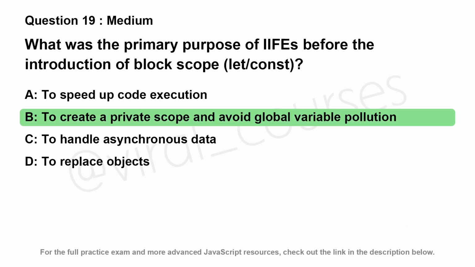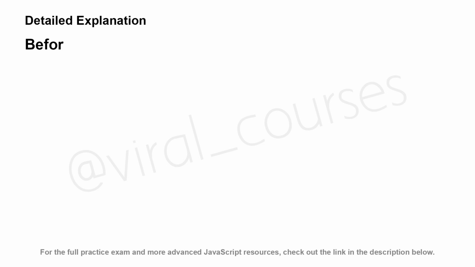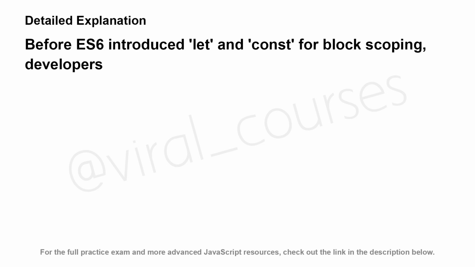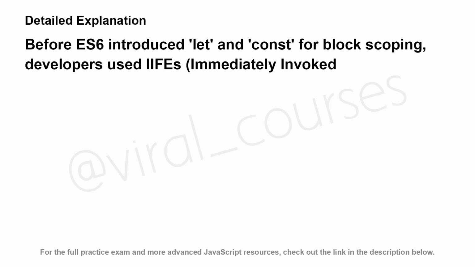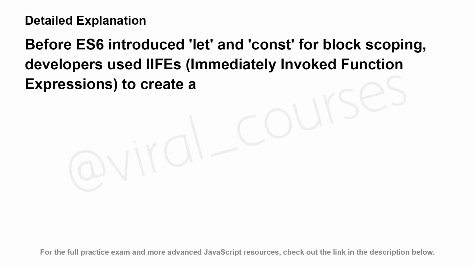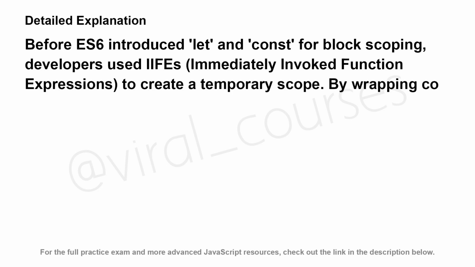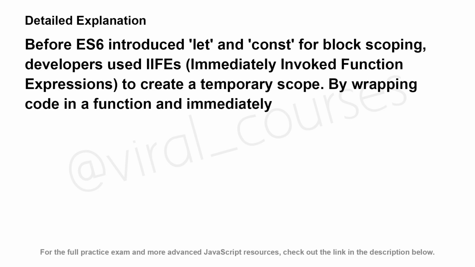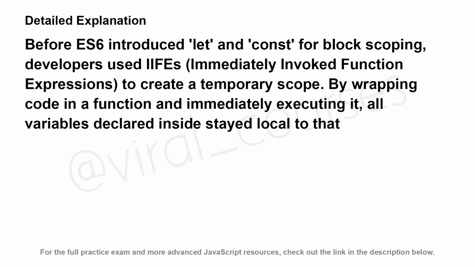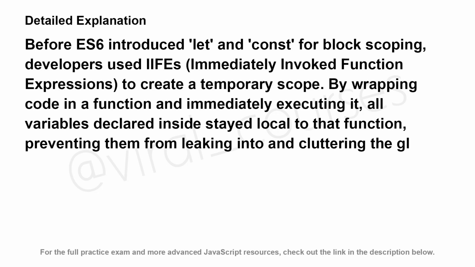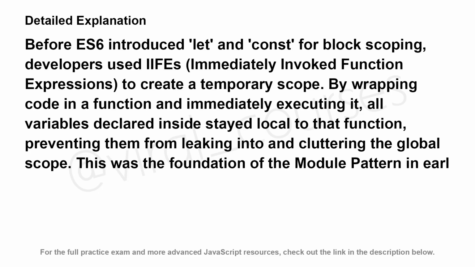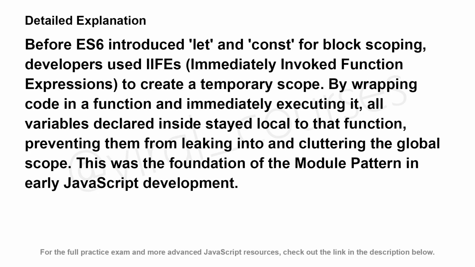The correct answer is B. Before ES6 introduced let and const for block scoping, developers used IIFEs, immediately invoked function expressions, to create a temporary scope. By wrapping code in a function and immediately executing it, all variables declared inside stayed local to that function, preventing them from leaking into and cluttering the global scope. This was the foundation of the module pattern in early JavaScript development.